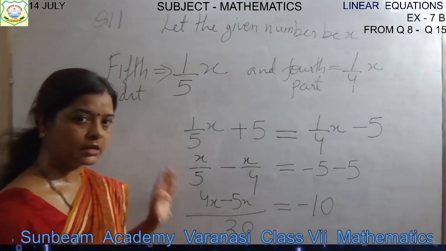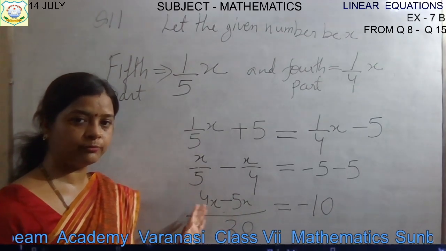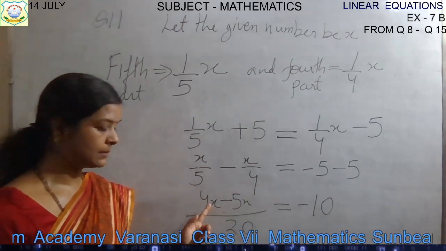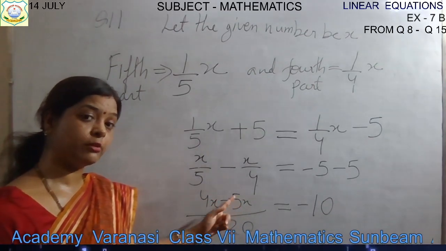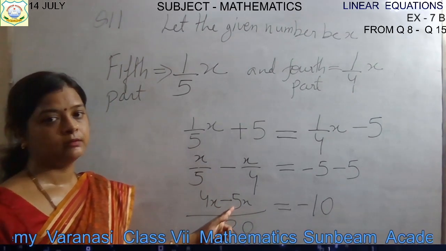Clear? Now next step. 4x minus 5x. Can we subtract 5 from 4? No. So what will we subtract? We will subtract 4 from 5, from the bigger number. So 1 will come, and whose sign? 5's sign. That is minus.